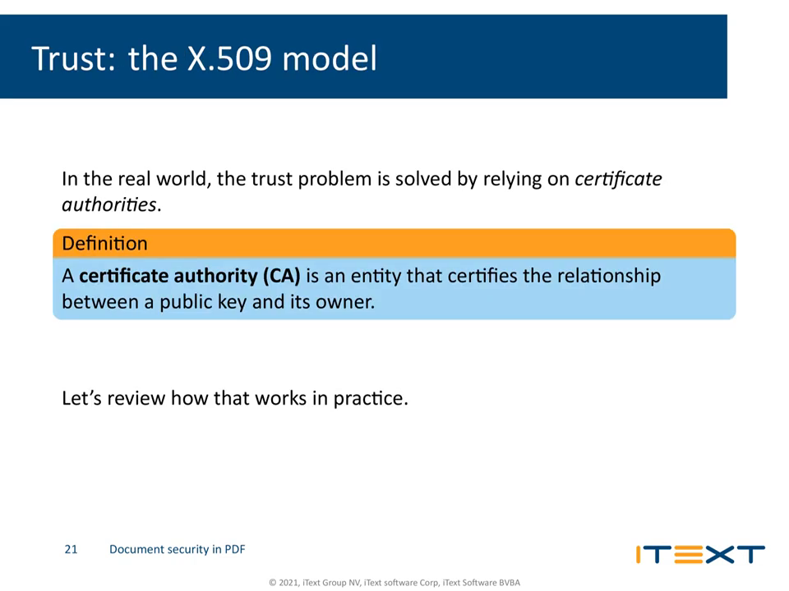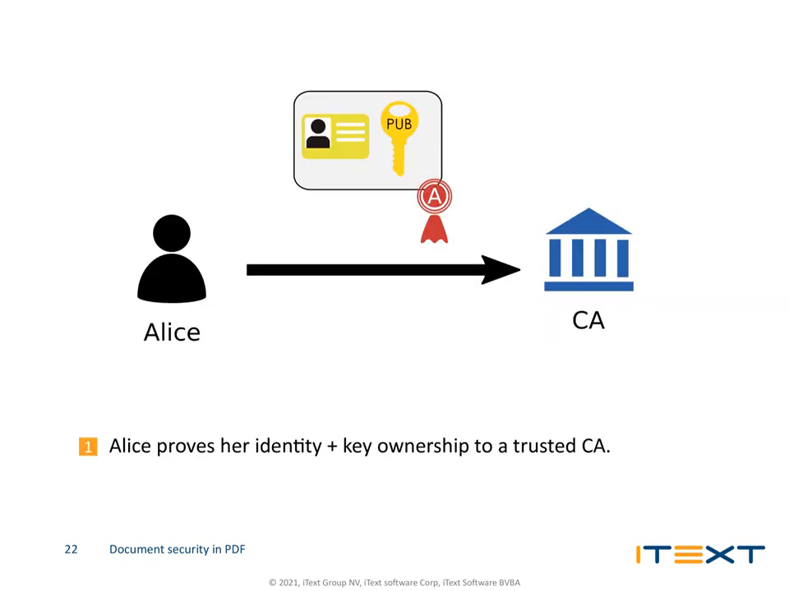Okay, let's deal with trust first. In the real world, this trust problem is solved by relying on entities that are called certificate authorities. Briefly put, a certificate authority is simply an entity that certifies the relationship between a public key and its owner. So it basically tells you that some public key belongs to some person. Let's see how that works in practice.